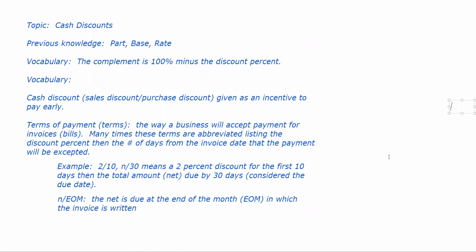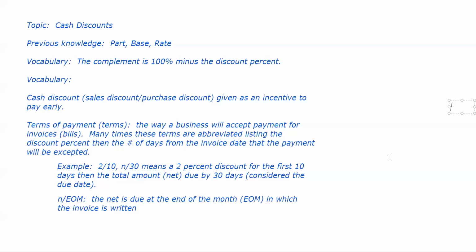Current vocabulary you need to be familiar with is cash discount, which is the sales discount or a purchase discount, depending on whether you're the seller or the buyer, and it's given as an incentive to pay early. Terms of payment, or terms, is the way the business will accept payment for the invoices or bills. Many times these terms are abbreviated, listing the discount percent and the number of days from the invoice date that the payment will be accepted. So example, 2/10, N/30 means a 2% discount for the first 10 days, then the total amount, or the net, due by 30 days, which is considered the due date.